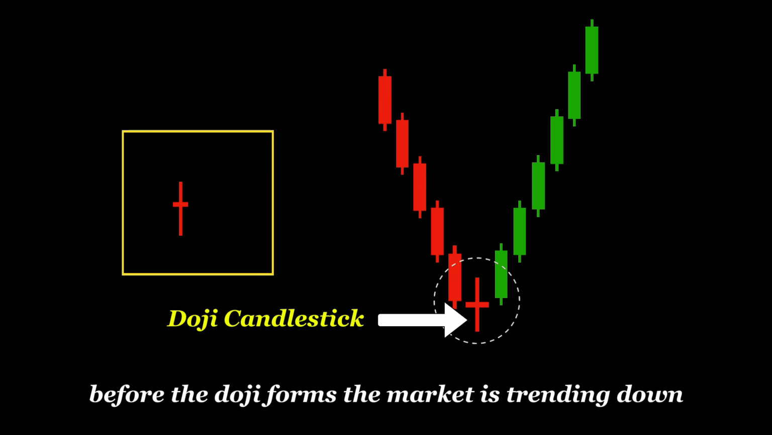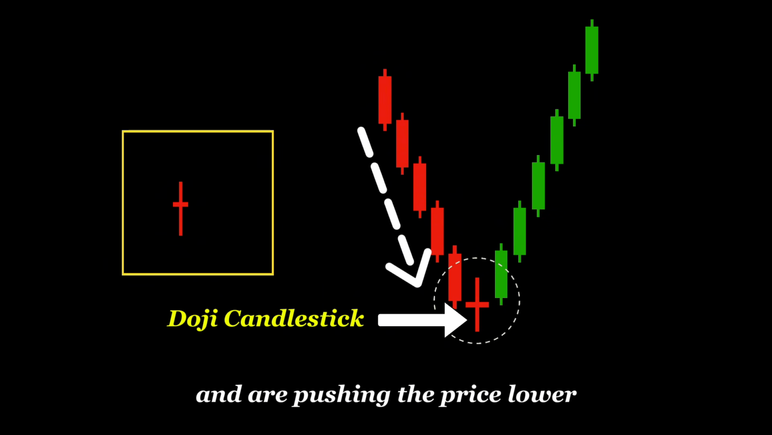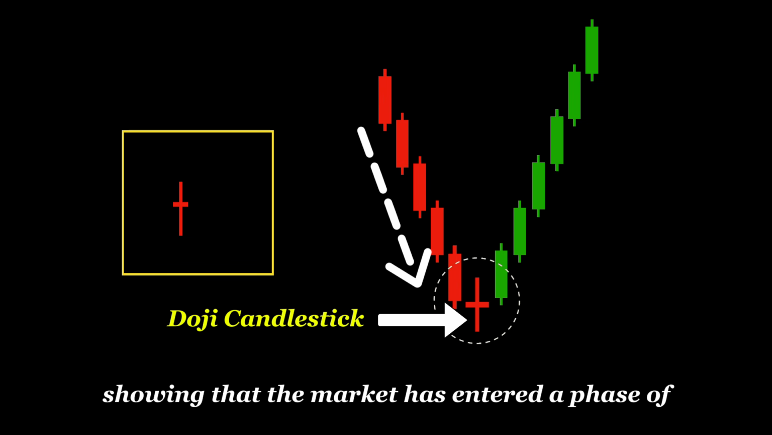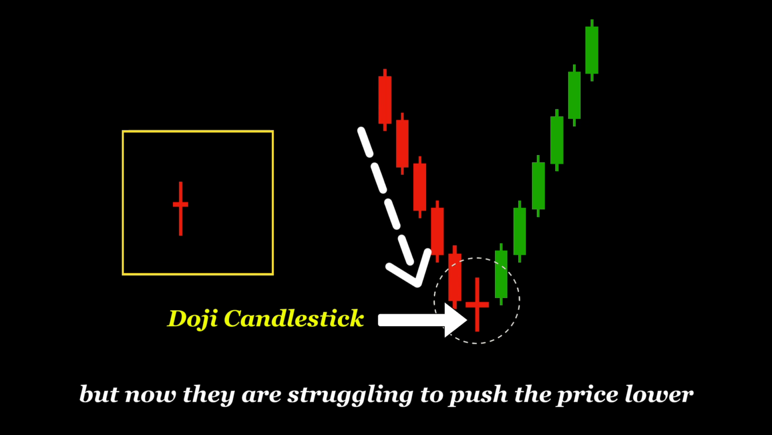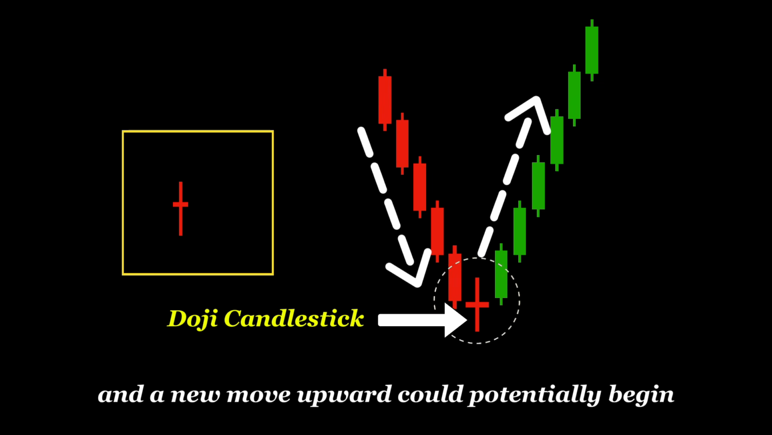Before the doji forms, the market is trending down. Sellers are clearly in control and are pushing the price lower. Then suddenly, a doji appears. The market opens and closes at approximately the same price, showing that the market has entered a phase of indecision. Sellers were previously dominating the market, but now they are struggling to push the price lower. This tells us that sellers may be losing control, and a new move upward could potentially begin.